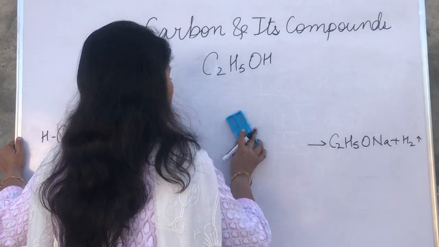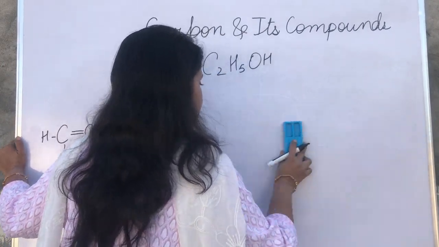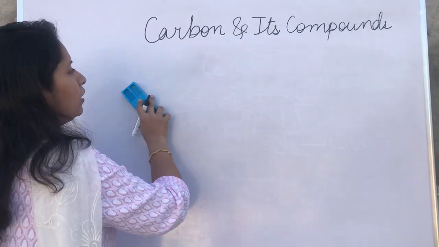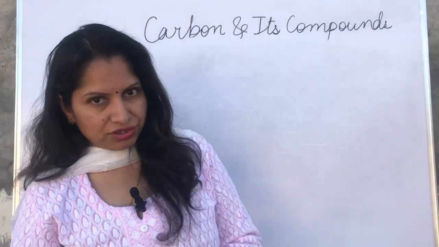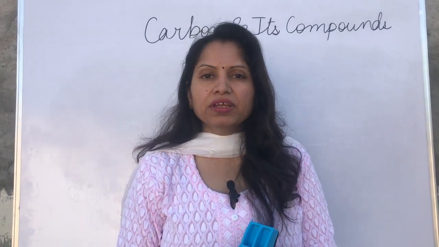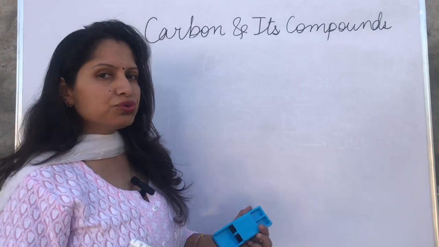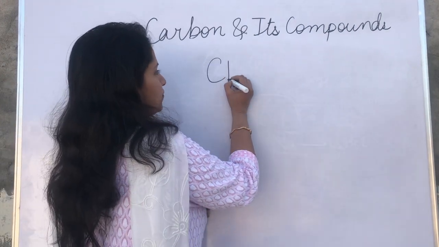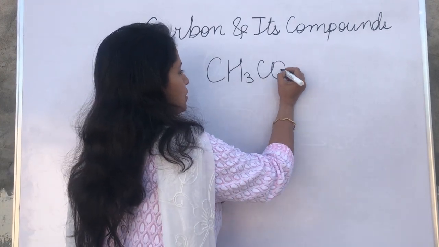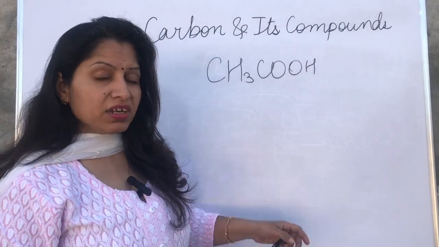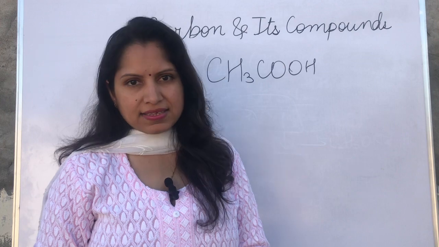Now we'll see about ethanoic acid, and also what happens when ethanol and ethanoic acid react with each other. Ethanoic acid belongs to the carboxylic acid group. Its formula is CH3COOH, that is ethanoic acid. Its common name is acetic acid.